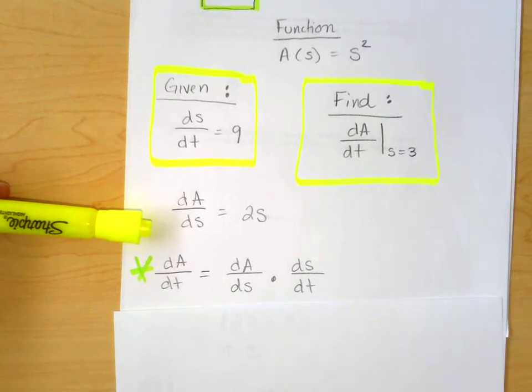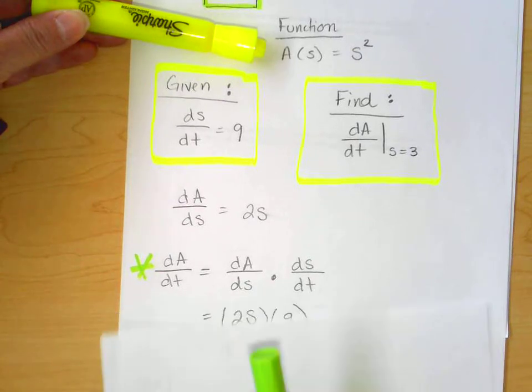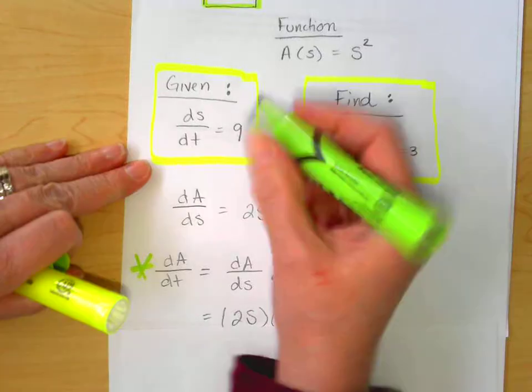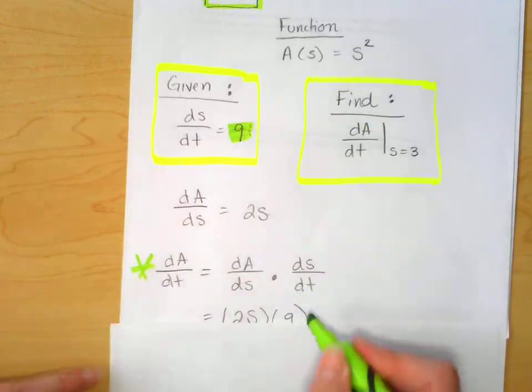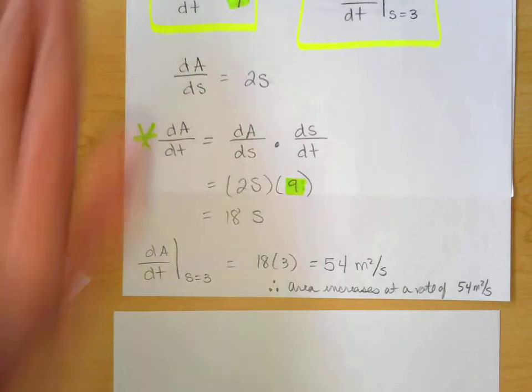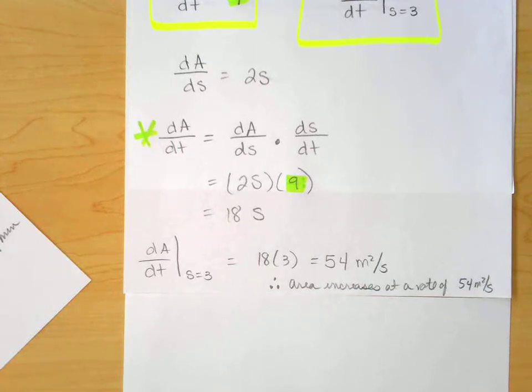The derivative of area with respect to S is simply the derivative of our S squared, so 2S. And the derivative of S with respect to t we were given, and that was 9. So our derivative of area with respect to t will be 18S, and the derivative of area with respect to t when the length of the side is 3 units long will be 18 times 3, or 54 meters per second squared.